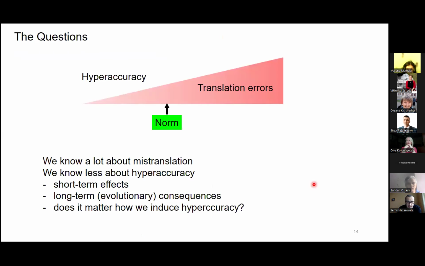So what we see here is that mistranslation, or erroneous translation, is relatively well studied. We understand that sometimes it leads to new opportunities for bacteria to resist antibiotics. We know that usually in animals, it's a problem, it's some disease. But what we don't know is how hyperaccuracy works.